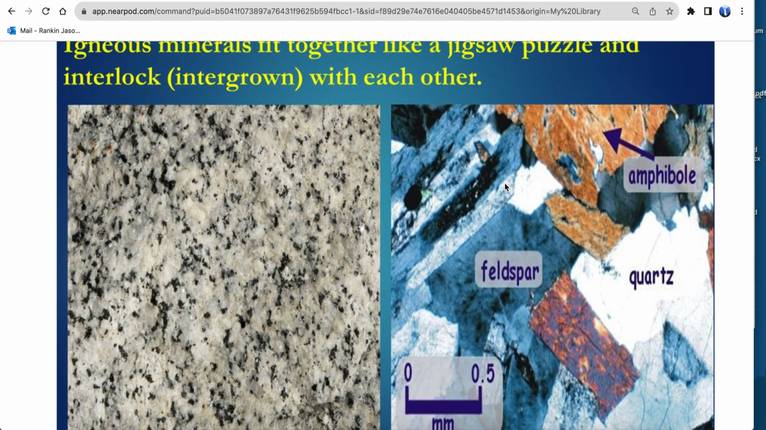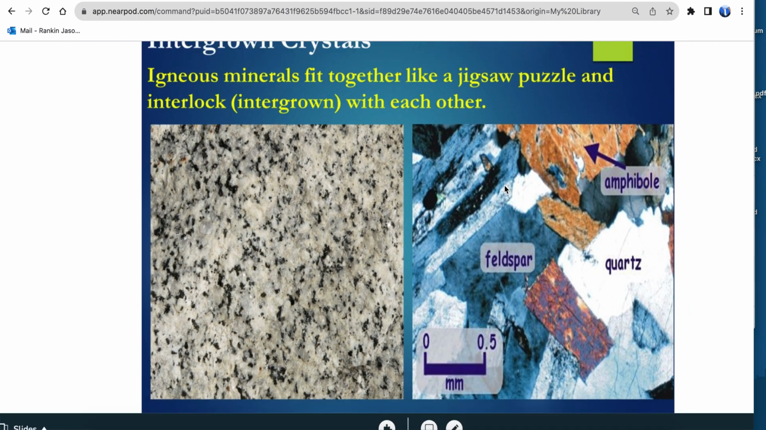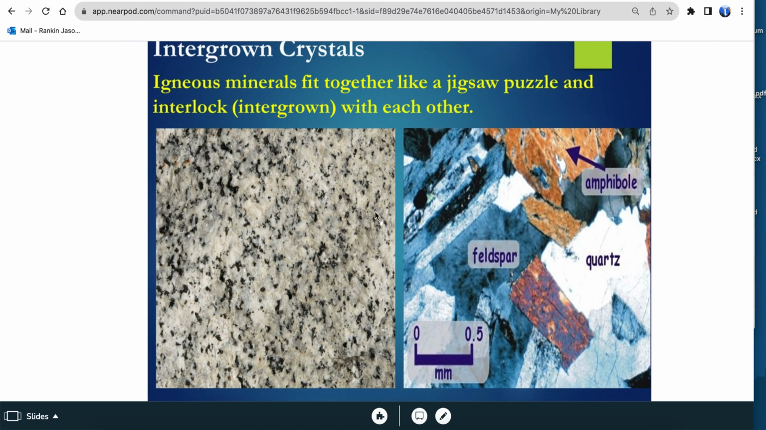And then under a microscope, you'll be able to see how these minerals are aligned. So if you cut this and look under a microscope, you can see how all these crystals are interlocking with each other. There's little to no pore spaces here. That's how they cool down and solidify to make these crystals.